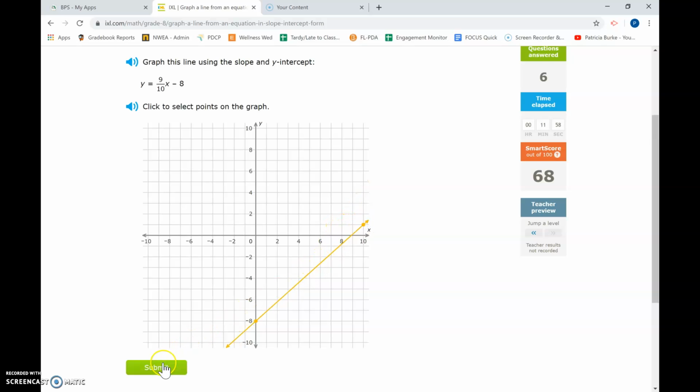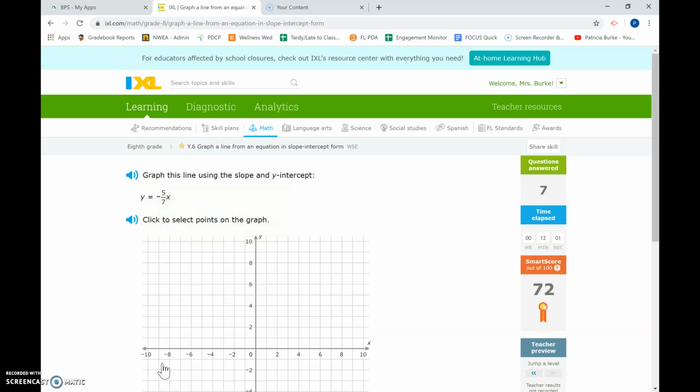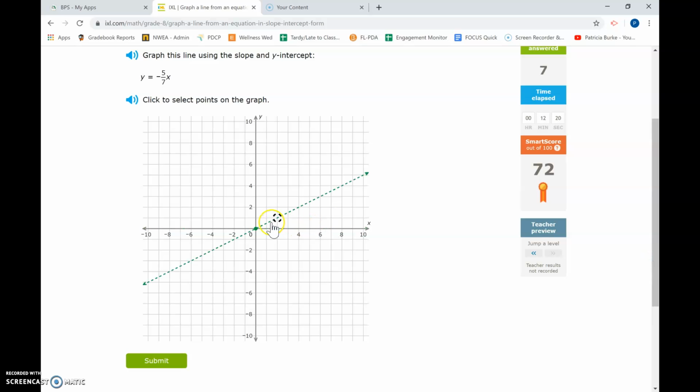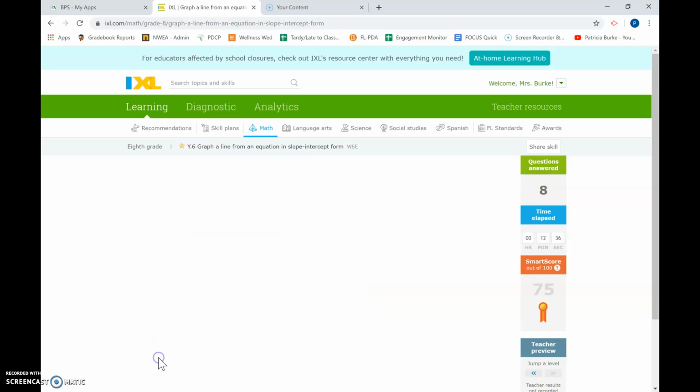Now we have our solid line. And remember, when you have no y-intercept, that equals 0. So you're going to go down to 0 for your y-intercept, and then -5/7. We're going to go down 5 floors. 1, 2, 3, 4, 5. And we're going to run across 7 doors. 1, 2, 3, 4, 5, 6, 7. Click to make your solid line.